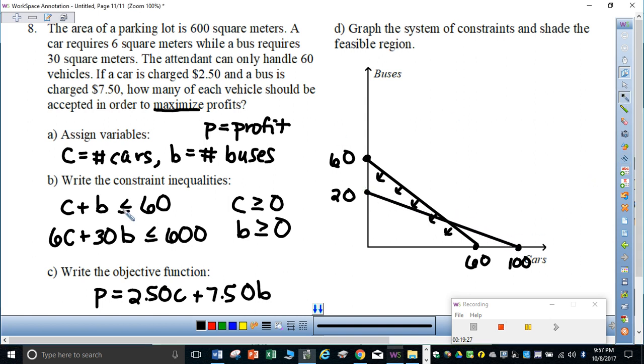Plug in the test point at 0, 0. We get 0 less than or equal to 600. That is true. So we're going to shade toward the test point of 0, 0. If C is greater than 0 and B is greater than 0, it's going to look like this, keeping everything in the first quadrant. And we'll go ahead and shade where they overlap.